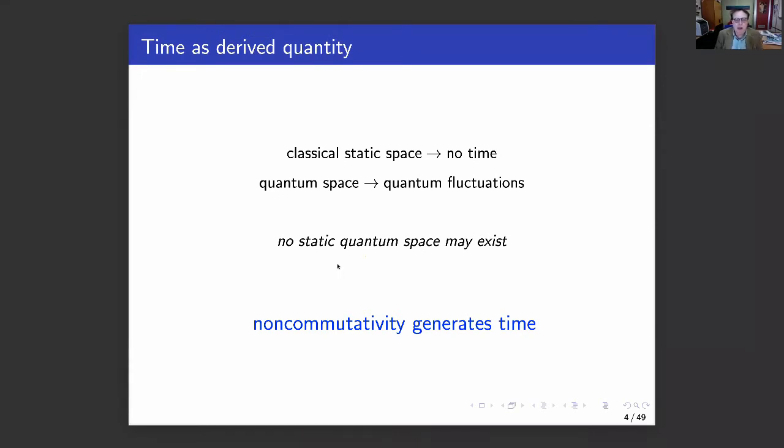Now, let's go to time. What is time? Of course, it is a big philosophical issue. But we may start to say something. If you look at classical space, classical meaning before quantum, we can just imagine a space which is completely static, no movement at all. In this situation, time has no meaning, because if you have only one configuration, time has no meaning.